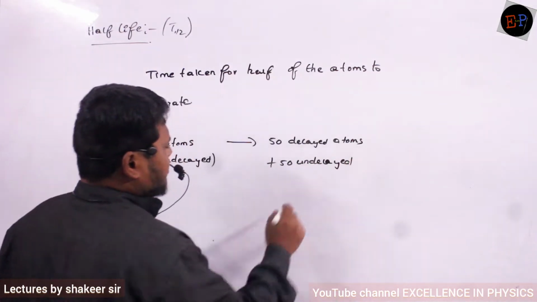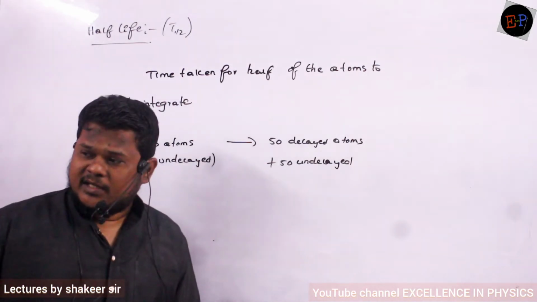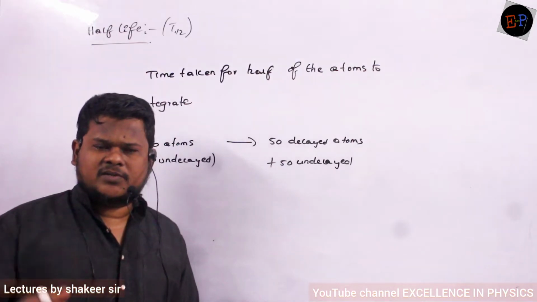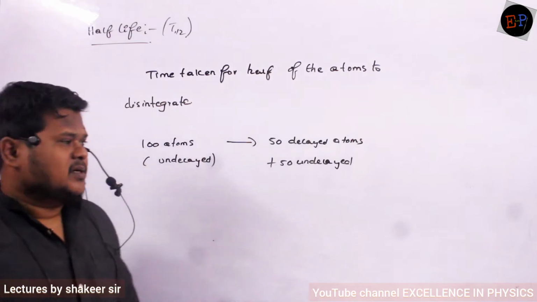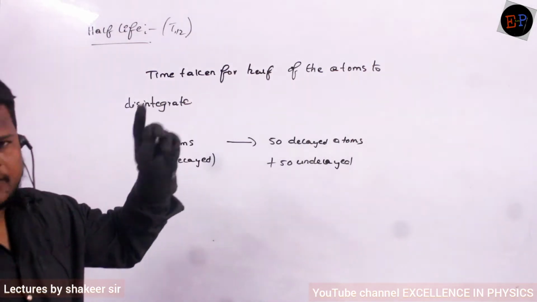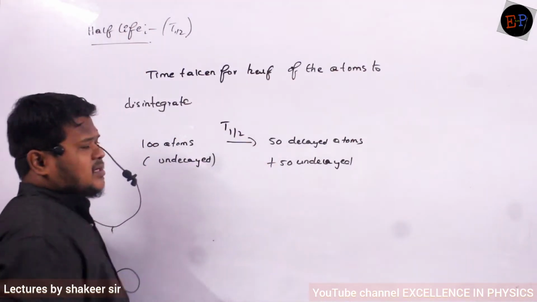Are you able to understand? So half of the atoms should disintegrate. And what is meant by disintegration? Either emission of alpha or emission of beta. If alpha is emitted, then also it is called disintegration. If beta is emitted, then also it is called disintegration. So therefore, 50 atoms should be undecayed and 50 atoms should be already decayed. Then this time taken is called half-life. Are you able to understand?